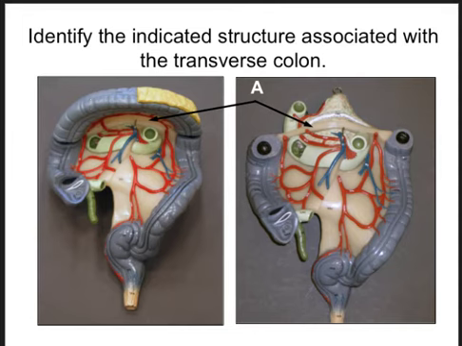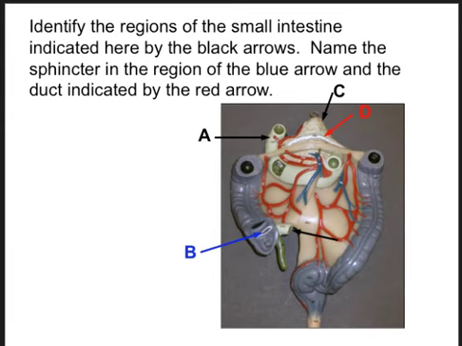Okay, next question. Identify the regions of the small intestine indicated here by the black arrows. Name the sphincter in that region of the blue arrow and the duct indicated by the red arrow. Okay, A is indicating the duodenum. B is indicating the ileocecal valve. C is indicating the transverse mesocolon. D is indicating the pancreatic duct. Note that the pancreatic duct leads into the duodenum.